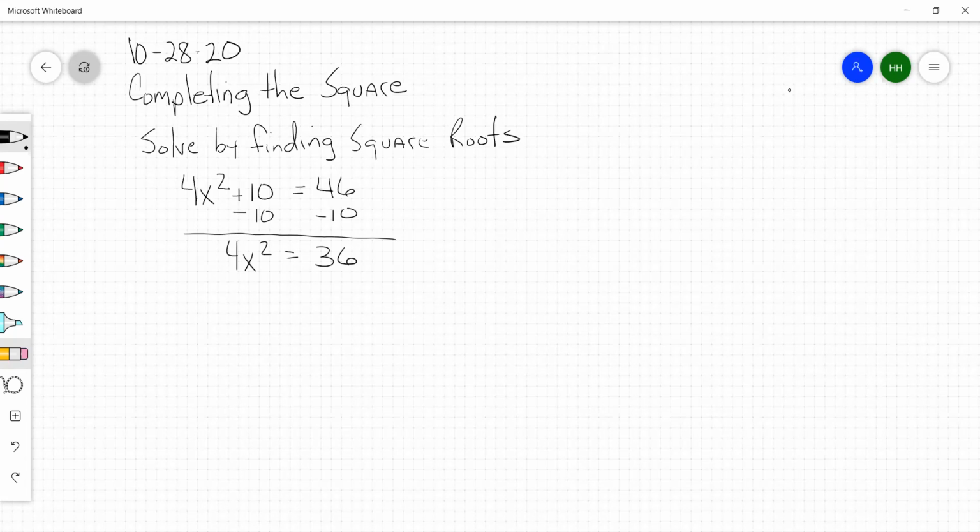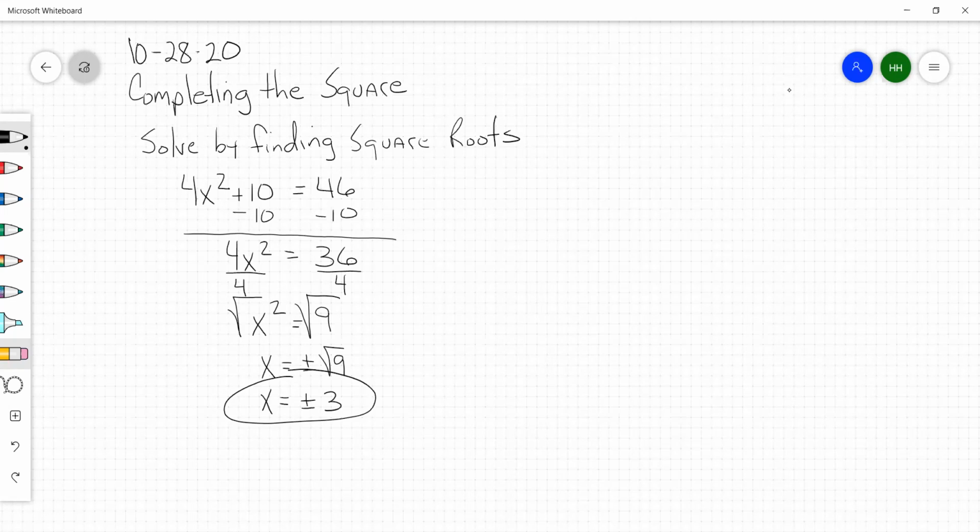And hopefully by now you're starting to notice that the 4 is a perfect square, so is the x squared, and so is the 36. So you got a bunch of perfect squares you're dealing with here. The next step in this problem can be to just get the x squared by itself. So if you divide both sides by 4, then x squared equals 9. And now if you find the square root of each side here, then x is equal to the positive or negative square root of 9. So x equals positive or negative 3.